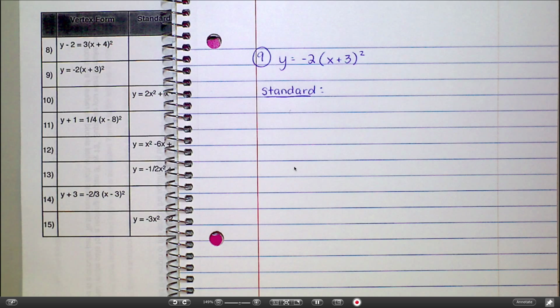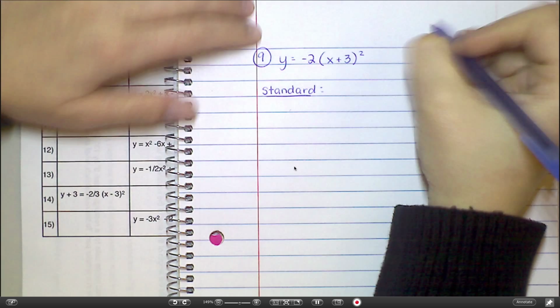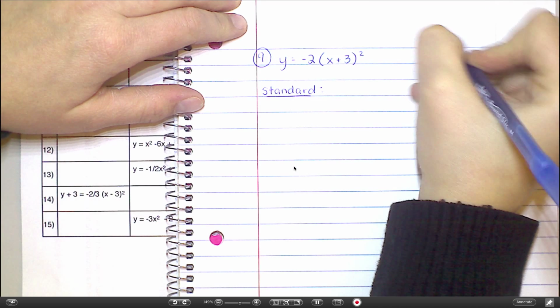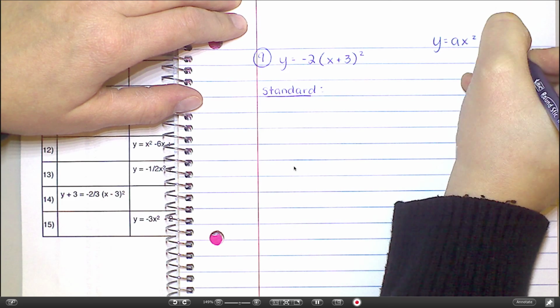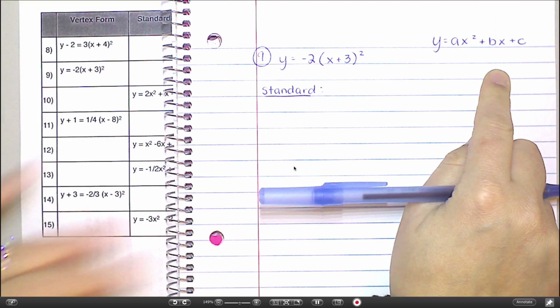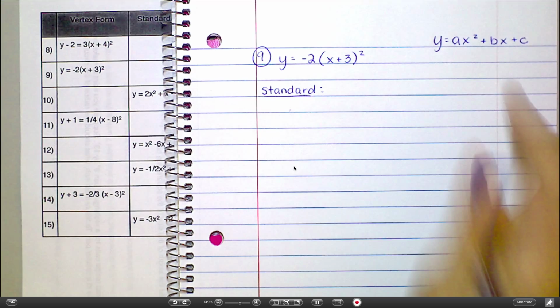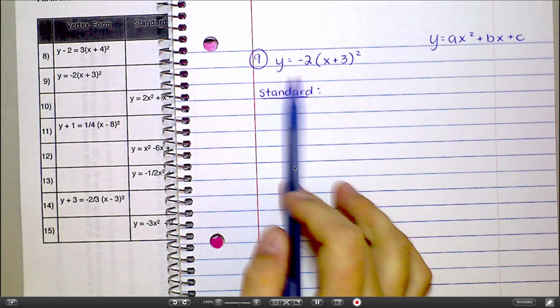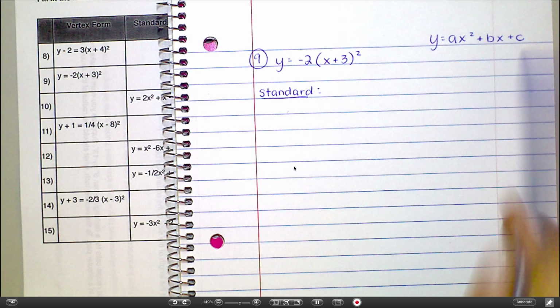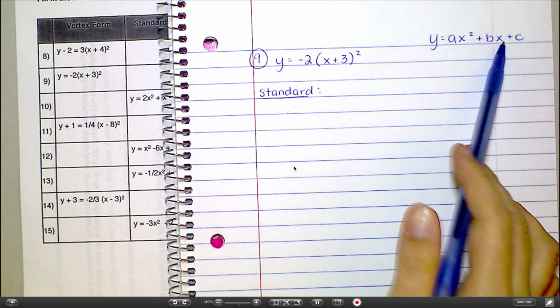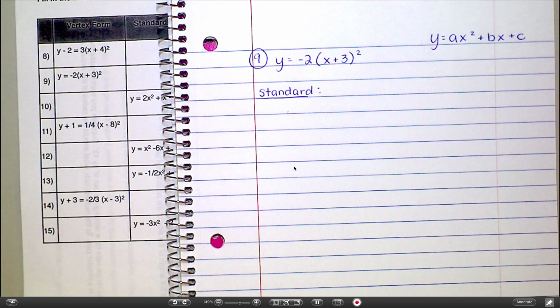I give you the formula for standard form. Okay, I give you this on your formula sheet. y equals ax squared plus bx plus c. Because I want you to know that's what standard form looks like. But there's no way to look at this equation and say, oh, well, this number goes here, and this number goes here, and this number goes here. That's not how you get there. Okay, so it's not really a formula. It's not something where you're just plugging things into a formula.